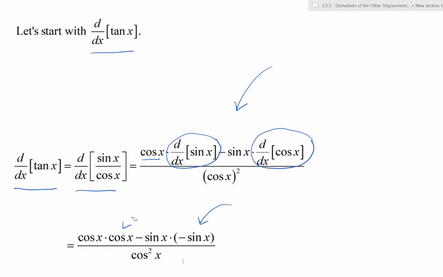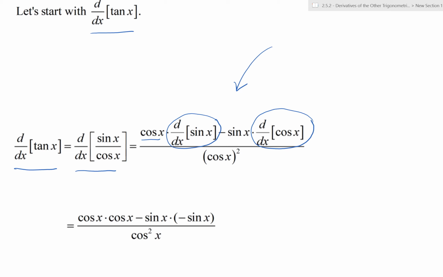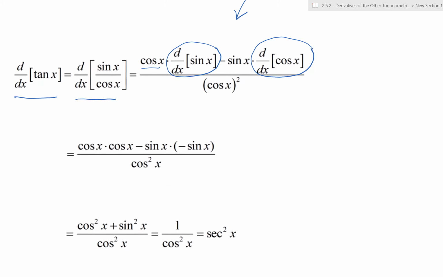Now if I go ahead and multiply the numerator out, what do I get? Well, I get cosine of x squared plus sine of x squared, negative, negative there. But remember that by the Pythagorean identity, cosine of x squared plus sine of x squared is equal to 1. Of course, that's an identity from trigonometry. Thus, we are left with 1 divided by cosine of x squared. And by definition of the secant function, that is the same as the secant function squared.